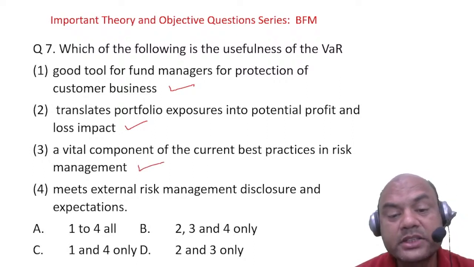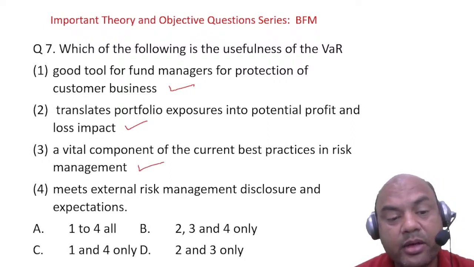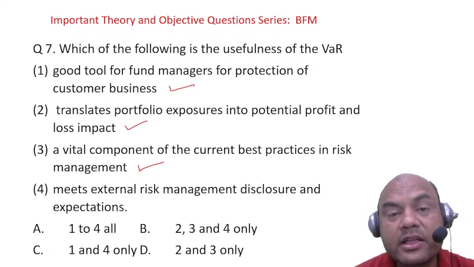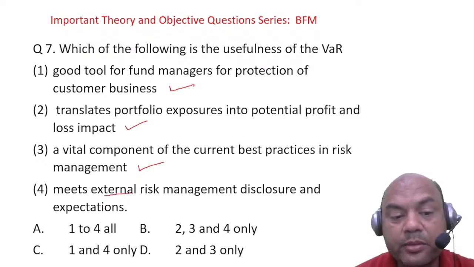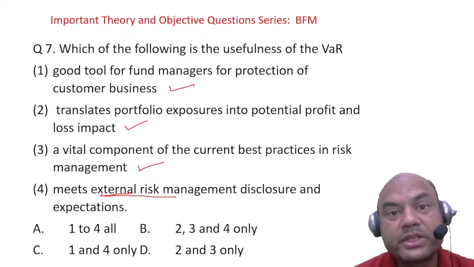Meets the external risk management disclosure and expectation. So this is an important condition in the Basel norms. External risk. Basel norms consider systemic risk, very important. Systemic risk is an external risk, which is not because of you.